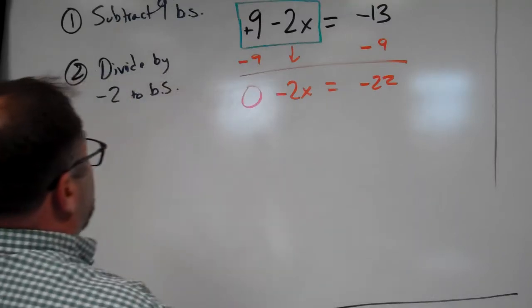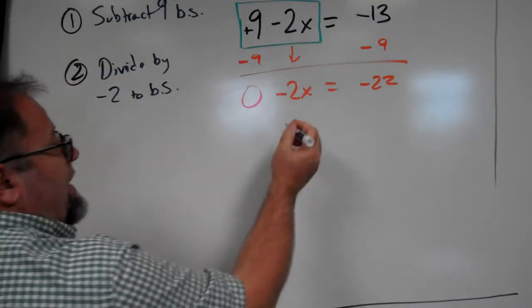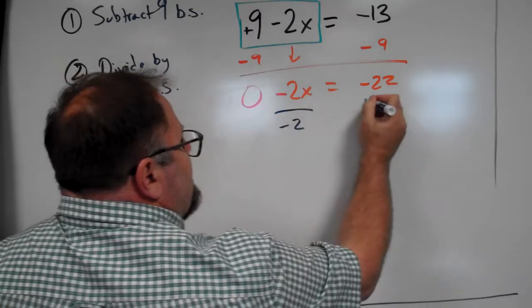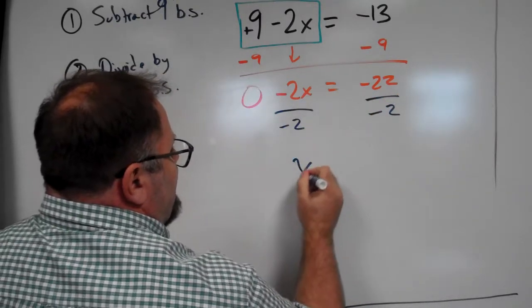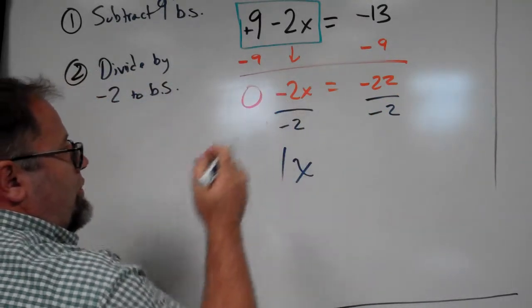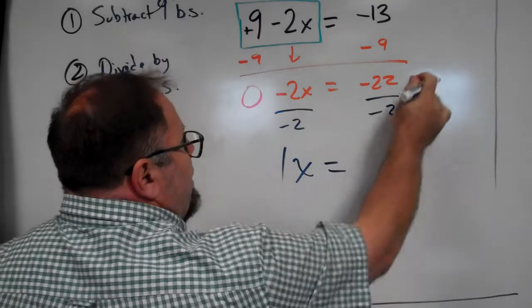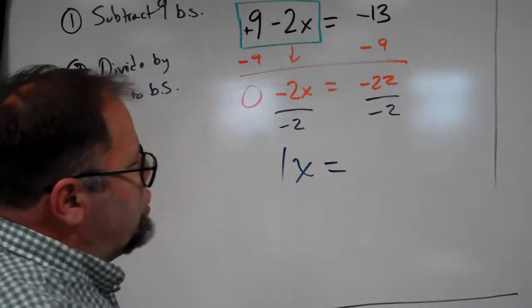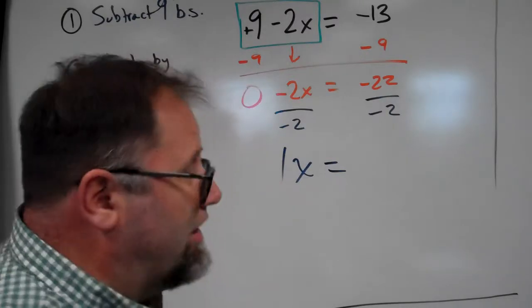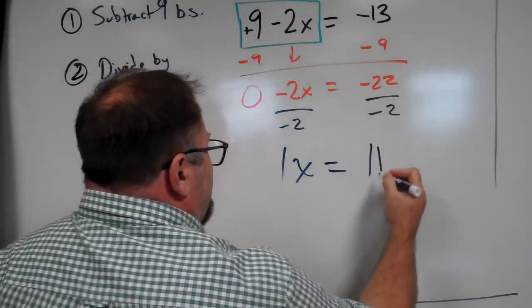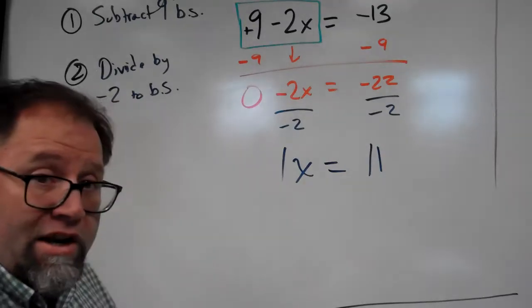Now we're going to bring our second step in here, divide by negative 2. Divide by negative 2 and divide by negative 2, leaving us just 1x. Negative 2 divided by negative 2 is just 1. Negative 22 divided by negative 2 is positive 11, because we have same sign. So we got positive 11.